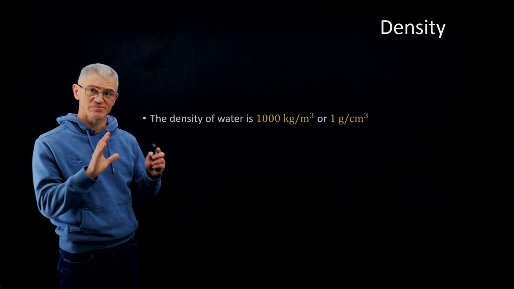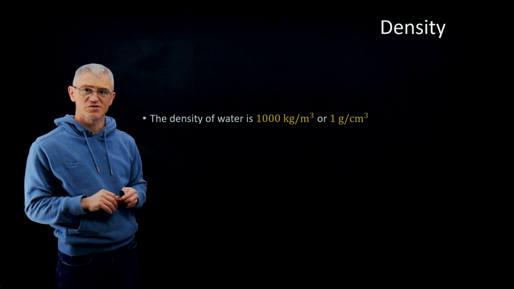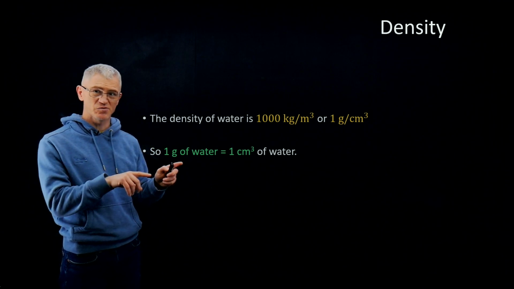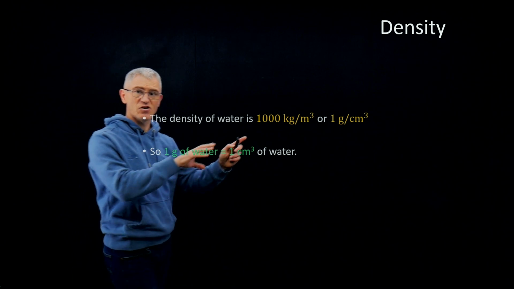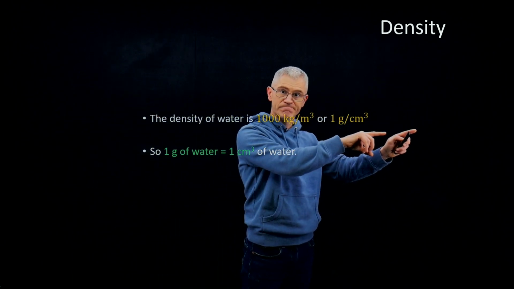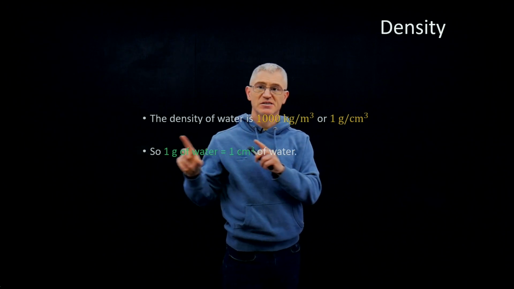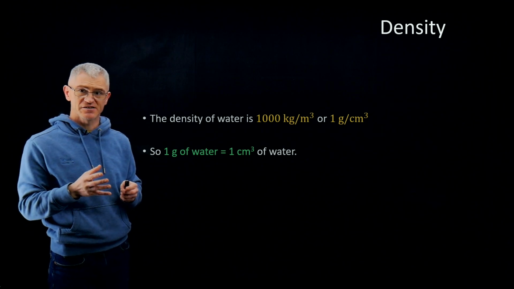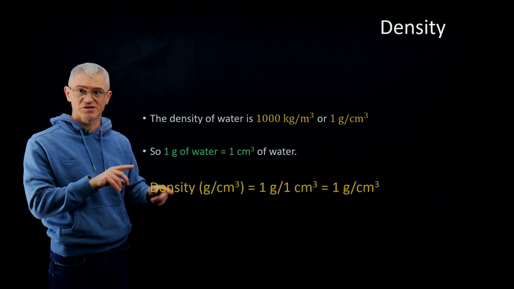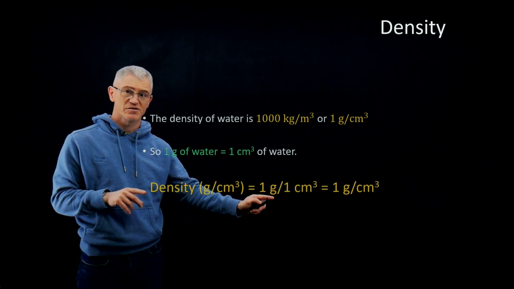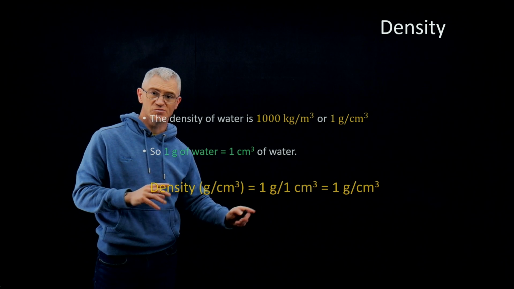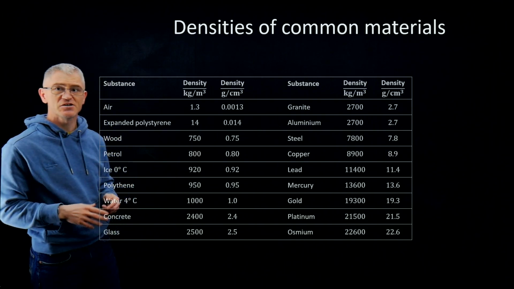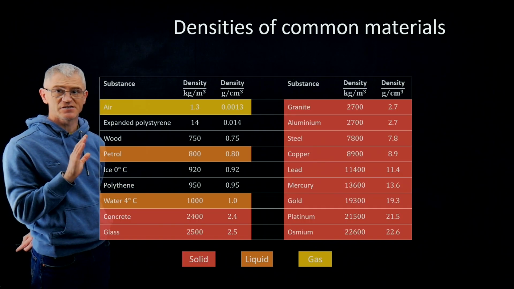Now, the density of water, a very simple calculation we're going to do, is 1,000 kilograms per metre cubed, or 1 gram per centimetre cubed. So what that means is basically 1 gram of water is 1 centimetre cubed. You can calculate the density using that, because you know that 1 gram is 1 centimetre cubed, so you've got a mass and a volume. So the mass divided by the volume equals the density of water, which is 1 gram per centimetre cubed.